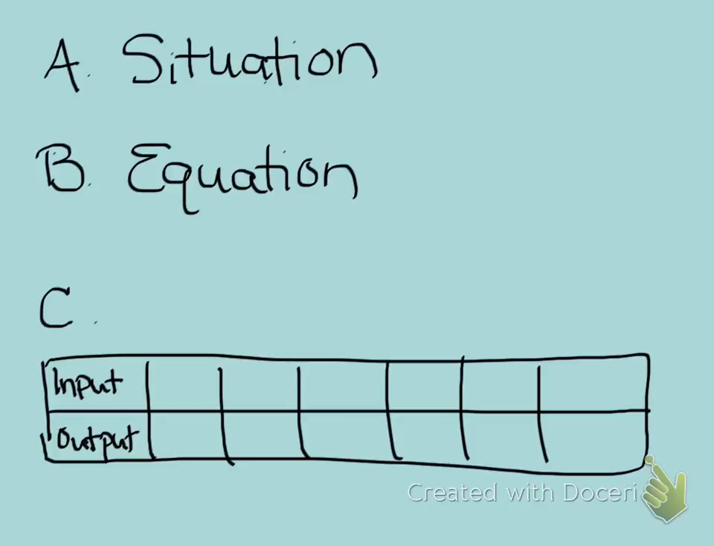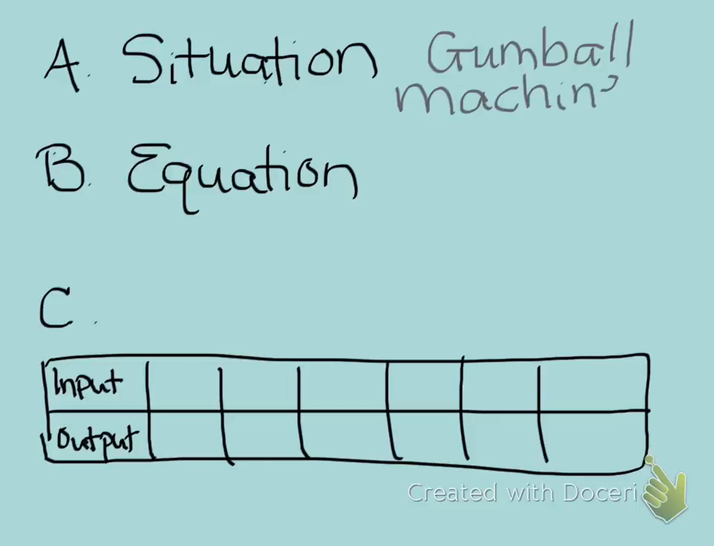Okay, so the situation I'm going to use is a gumball machine. You're going to write down whatever your situation is. If you're talking about a store, you need the name of a specific store, and you need to think about the specific item that you're getting from that store. As I said before, we're going to go a little out of order. We did A, so now we're going to go to C, and then we'll go back to B, because what we've been learning is how to write equations from tables.